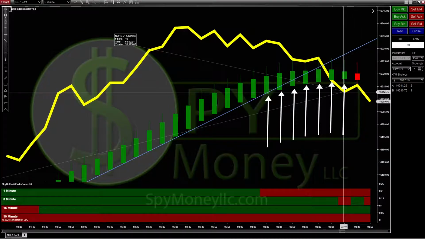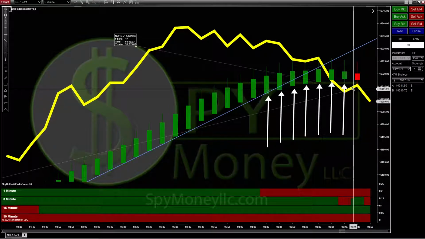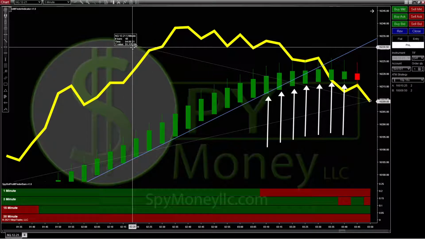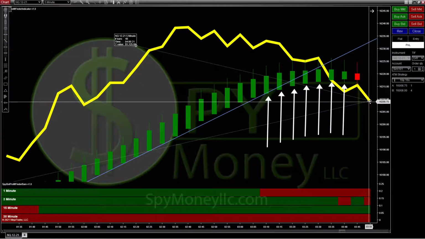Now we've got a red. Now, if you would have done this based on that, that didn't turn red until this right here. So now you're at 11.25. Still a lot of money. I mean, that's making good money, even 112.50 on a micro.